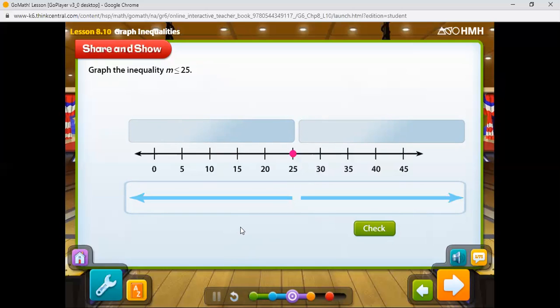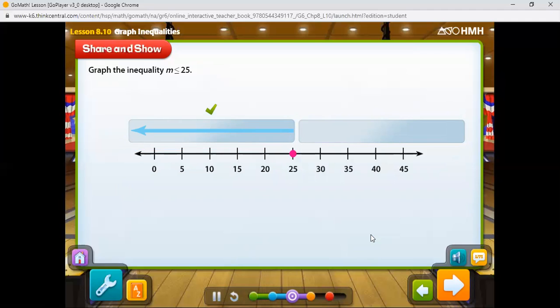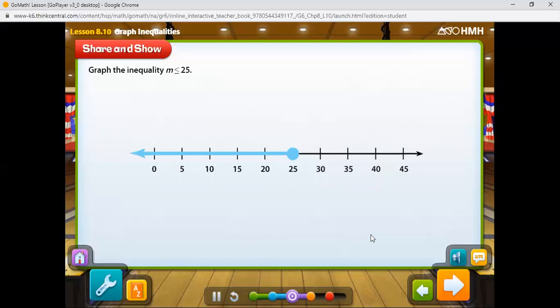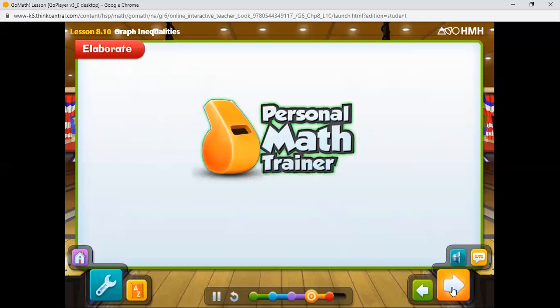So girls, which one should I be choosing? The left or the right? Should I take the right? Sure? No. So let's take the left and check whether our answer is correct or not. Correct. The line should shade to the left of 25. The graph of the inequality m is less than or equal to 25 is shown with a filled-in circle at 25 and shading to the left of the circle. Now let's practice with the personal math.